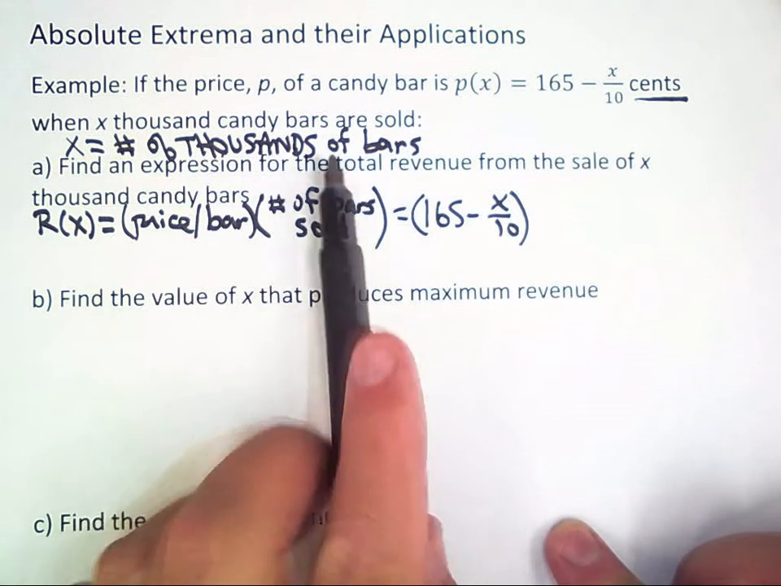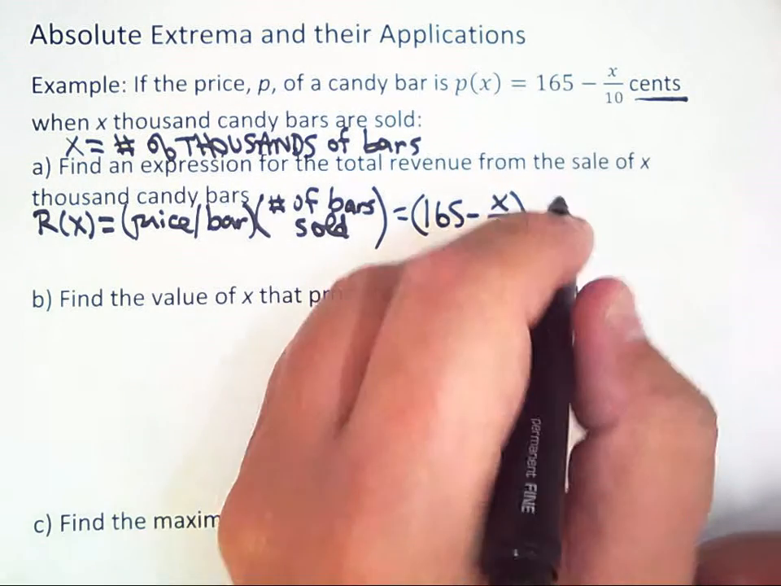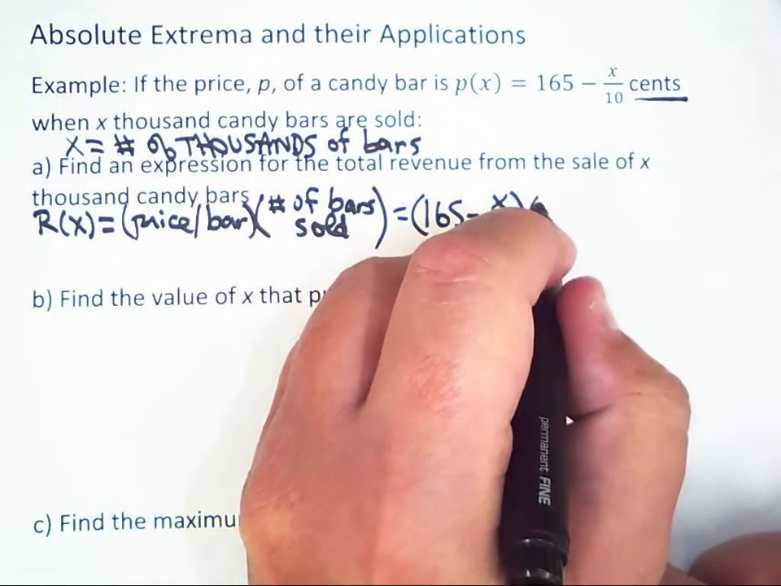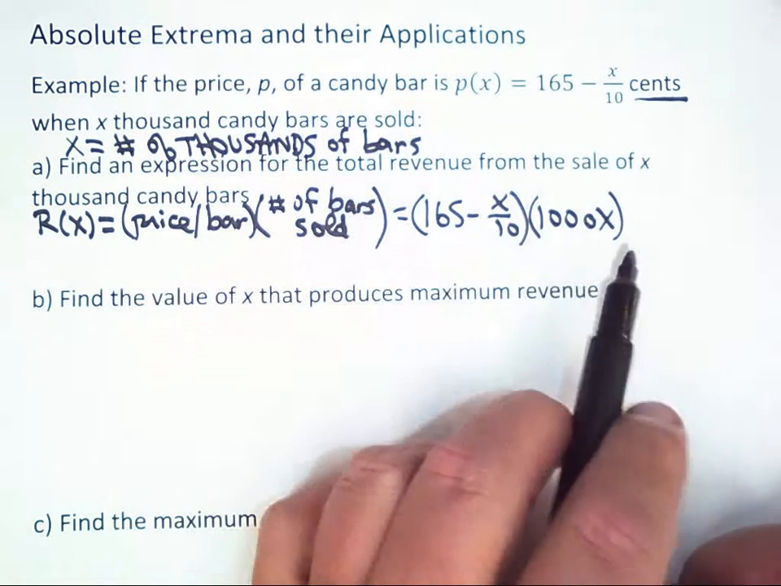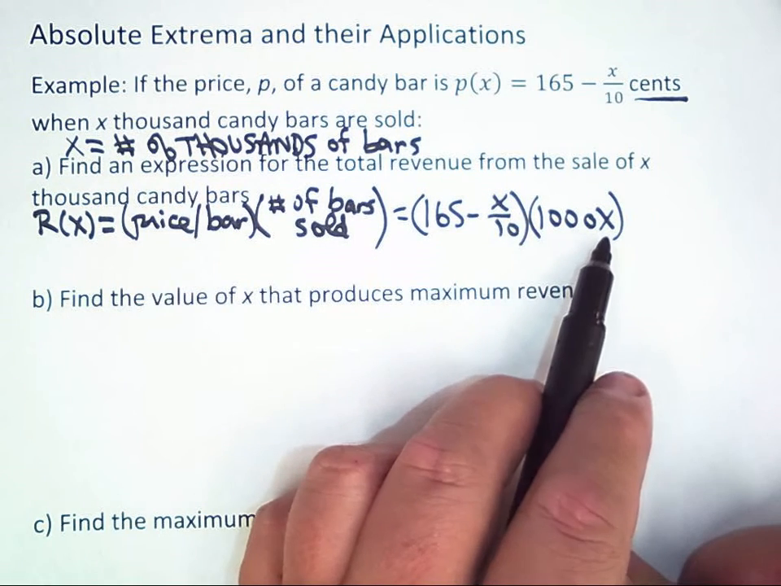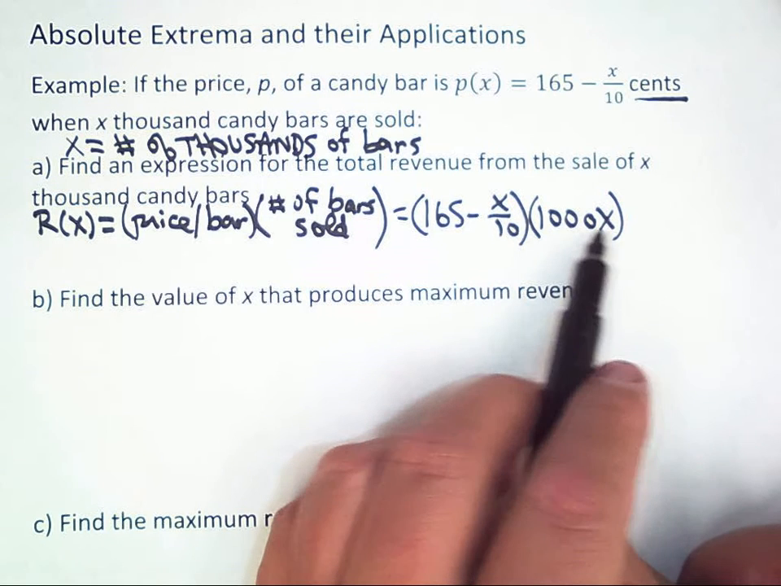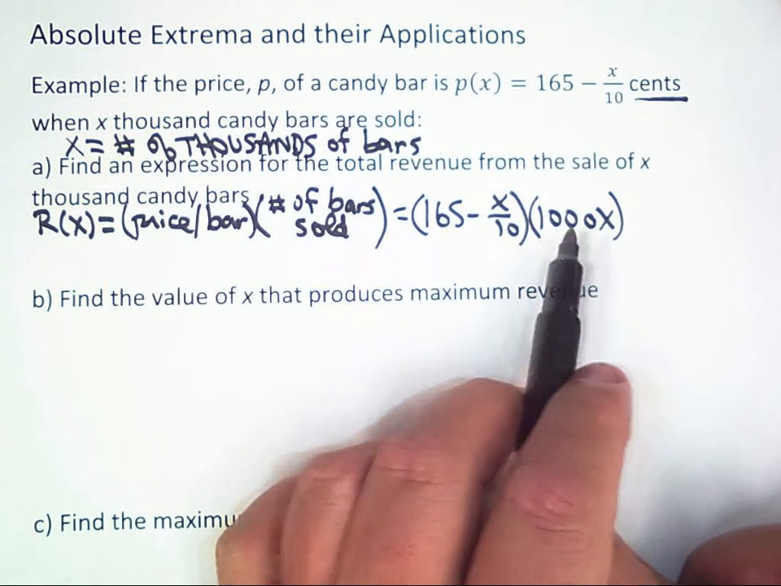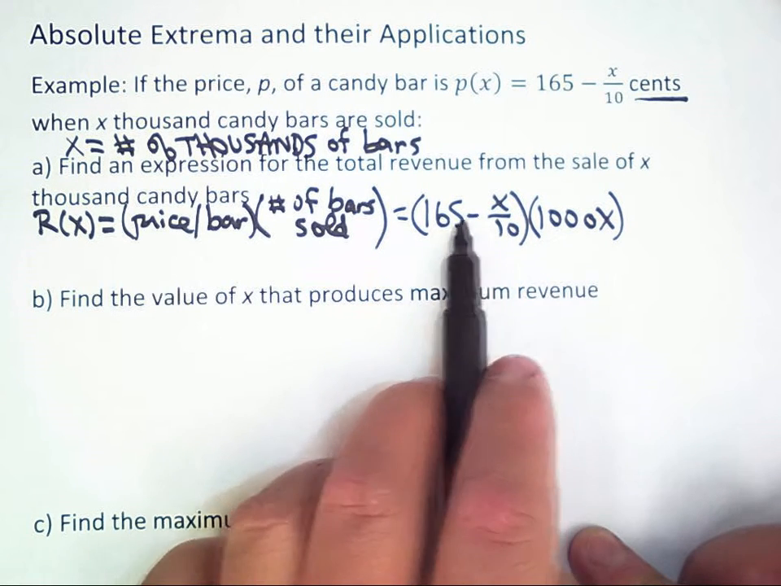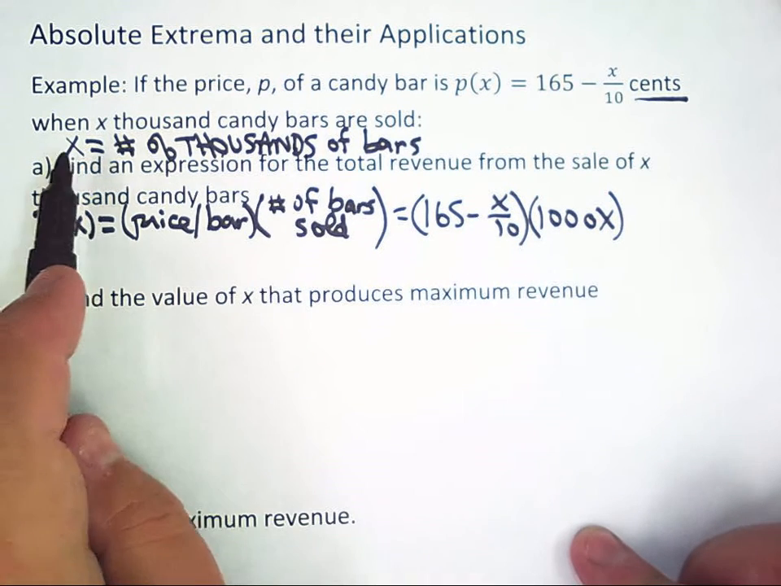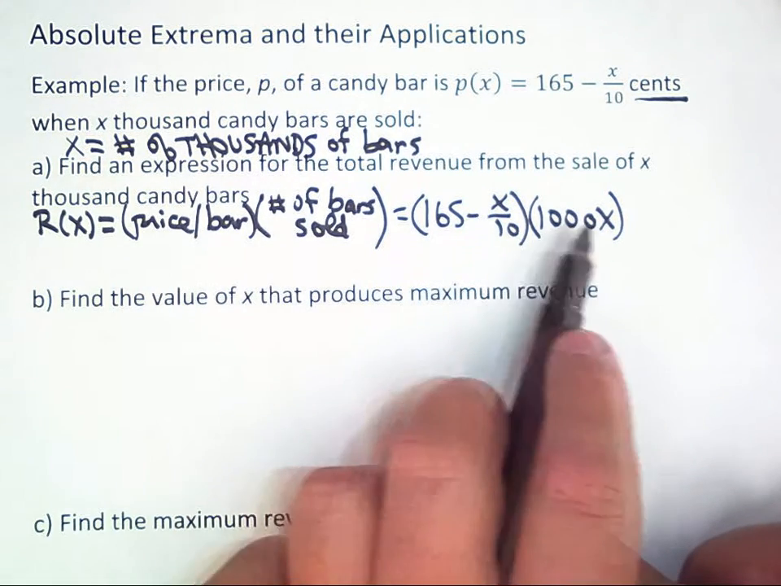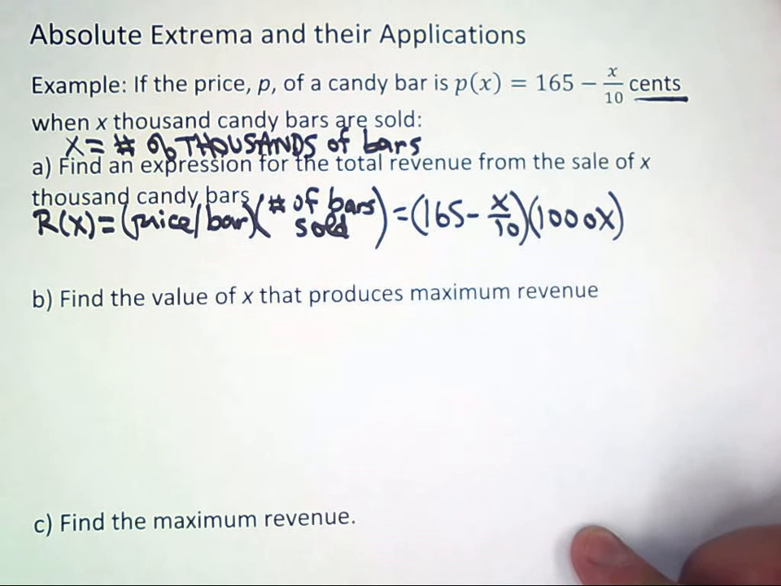So if X is the number of thousands of bars, the number of bars sold is not X, that's X thousands, it'd be 1,000 times X. So if X is 1, that means you're selling 1,000 bars. If X is 2, you're selling 2,000. If X is 10, you're selling 10,000. And this is the price per bar. So it's the price per bar by the actual number you're selling. And since the X is in thousands, if you don't make that adjustment, your revenue function is wrong. So that's an extremely important point to make.